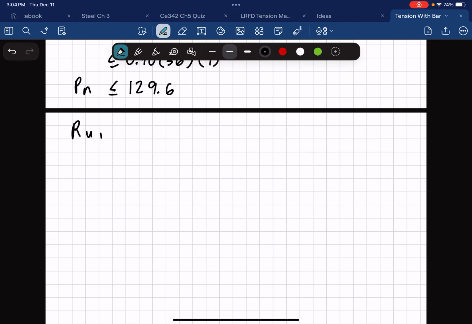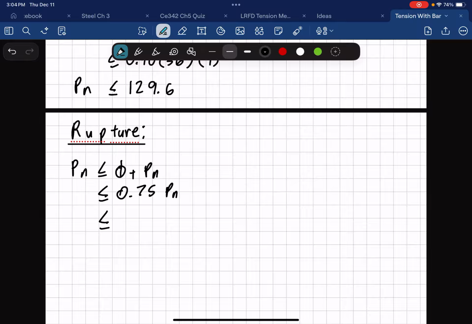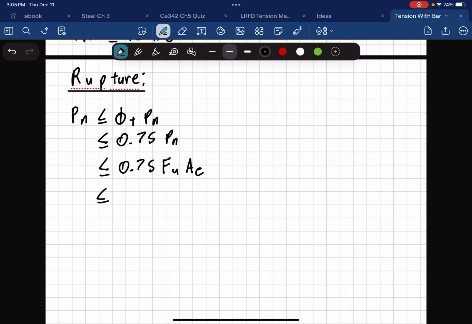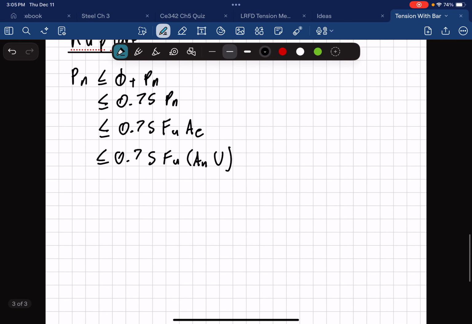Let's do rupture now. So rupture starts out as the exact same equation, right? If we have rupture, we're looking at Pu, again, has to be less than or equal to phi t Pn, which is going to be 0.75 times Pn. But what is Pn? Pn can be broken down into Fu Ae, which is slightly different, but we were talking about what this is earlier on. This is 0.75 times Fu times An times U, but U is 1.0. But how are we going to get An? Let's take a little side tangent here to see how we're going to do An.